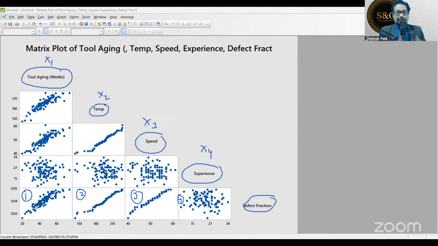Okay, now look at this. Tell me the first graph, tool age and the defect fraction. Is it a positive relationship, negative, or no relationship? Type in the chat box.